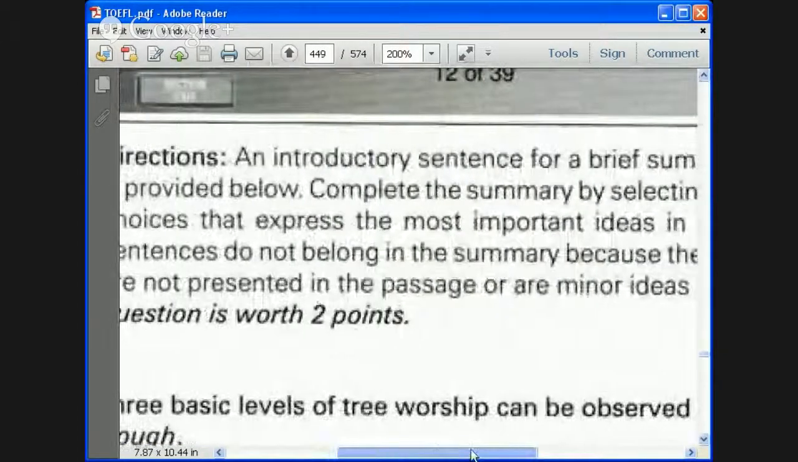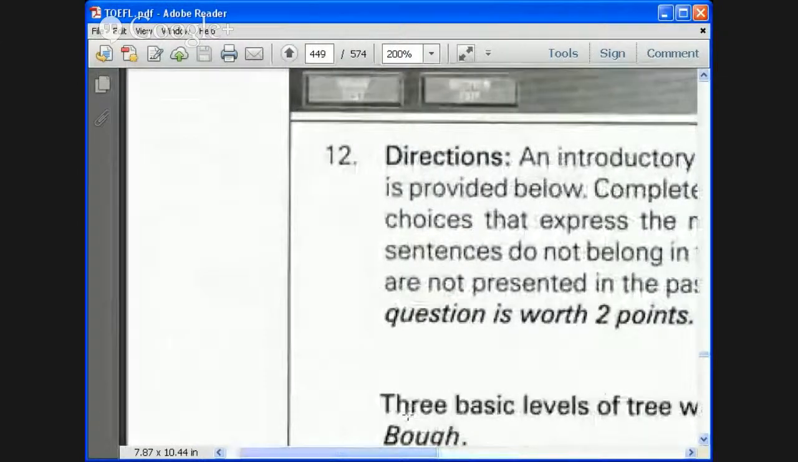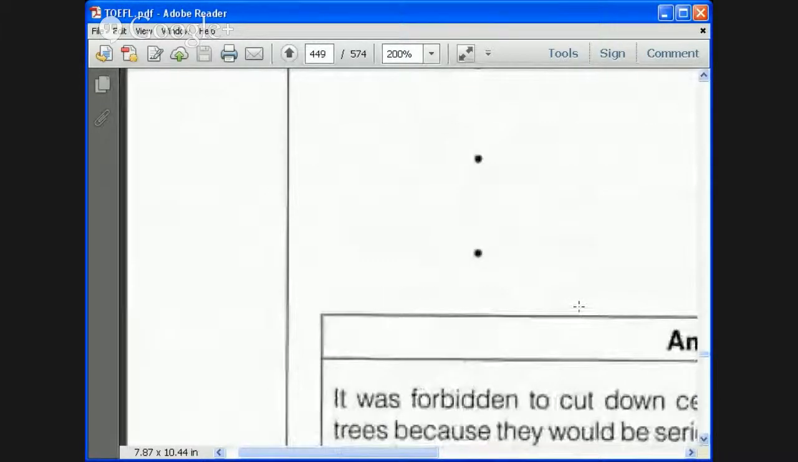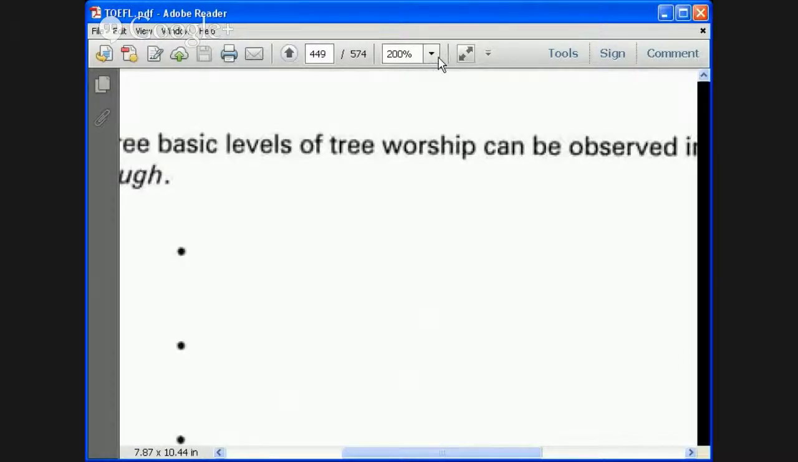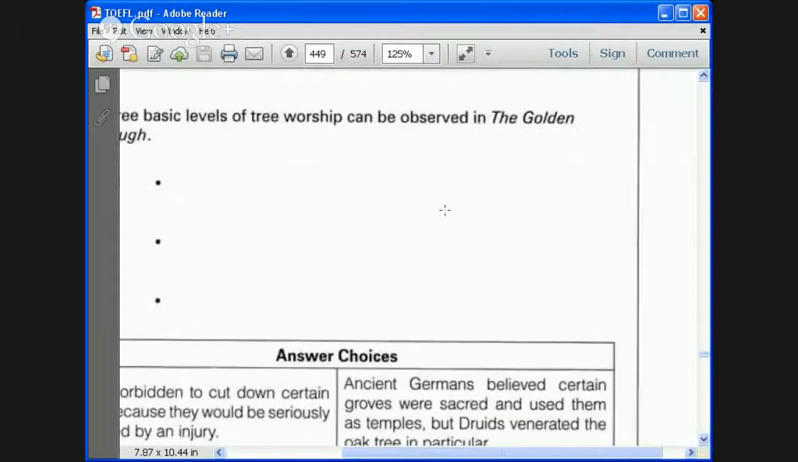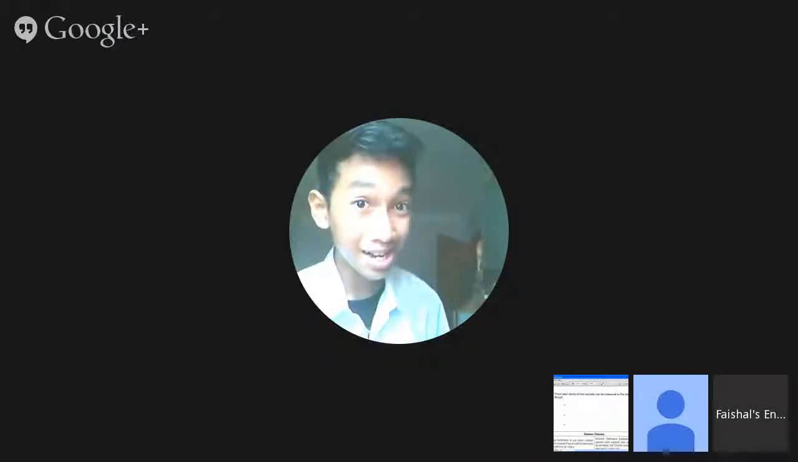An introductory sentence. You know what? Let's skip this one. Let's go right to the meat and potatoes here. All right, the tough one. Maybe we'll go back to that other one. Maybe we won't. Okay, here we go.